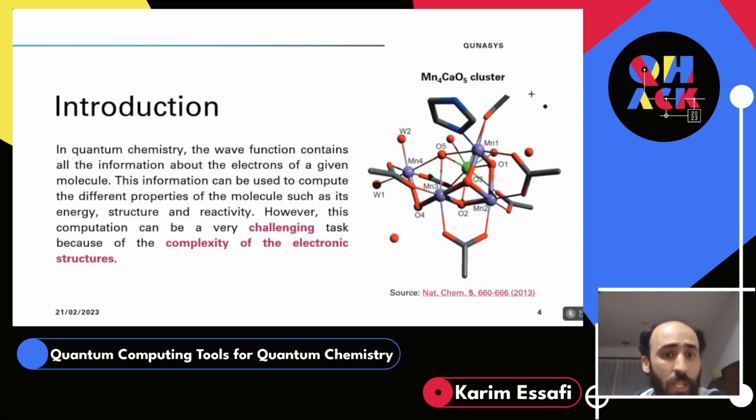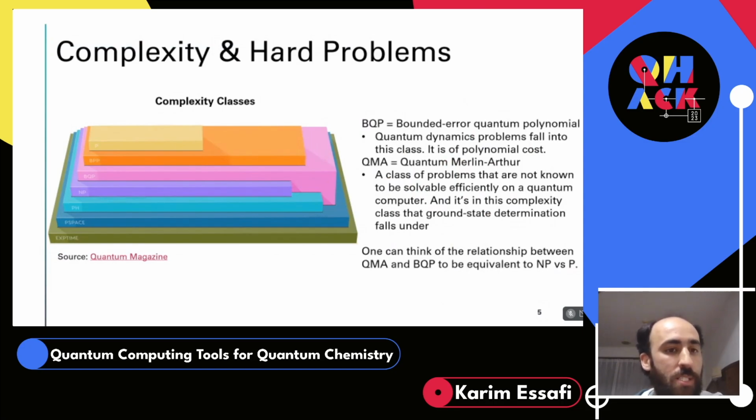For those of you that have a background in computer science or in mathematics, you might know about complexity theory and hard problems. Here on the left, you can see different classes of complexity. And most of you have probably heard about the P versus NP problems, where P is the polynomial time problems, and NP is the non-deterministic polynomial time problems. However, for quantum systems, what we are interested in is more these other type of problems, which is called BQP. So these are the bounded-error quantum polynomial problems.